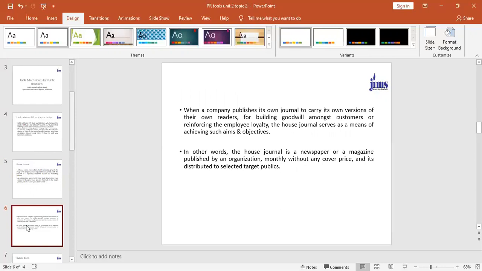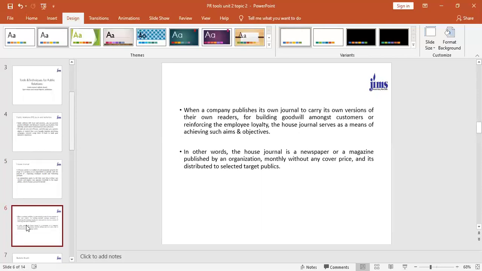When a company publishes its own journal to carry the views of its readers for building goodwill amongst customers or reinforcing employee loyalty, the house journal serves as a means of achieving such aims and objectives. In other words, the house journal is a newspaper or magazine published by an organization monthly without any cover price, and it's distributed to the selected target publics. As mentioned, it helps in reinforcing employee loyalty, giving them fair acknowledgement of what they are doing, promoting their good work, and encouraging them to do well for the organization. That's how the goodwill of the organization is built.